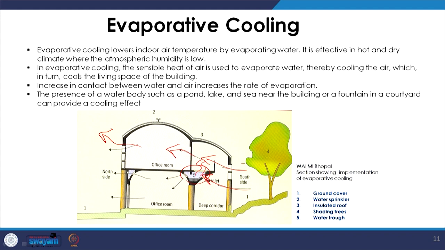So, evaporative cooling is a very effective technique, but unfortunately most of the regions which are very hot are also dry and there is a scarcity of water. So, often evaporative cooling is not possible because of the scarcity of water and it cannot be employed, but wherever it is possible, evaporative cooling should be looked at as the first option for cooling down the air.